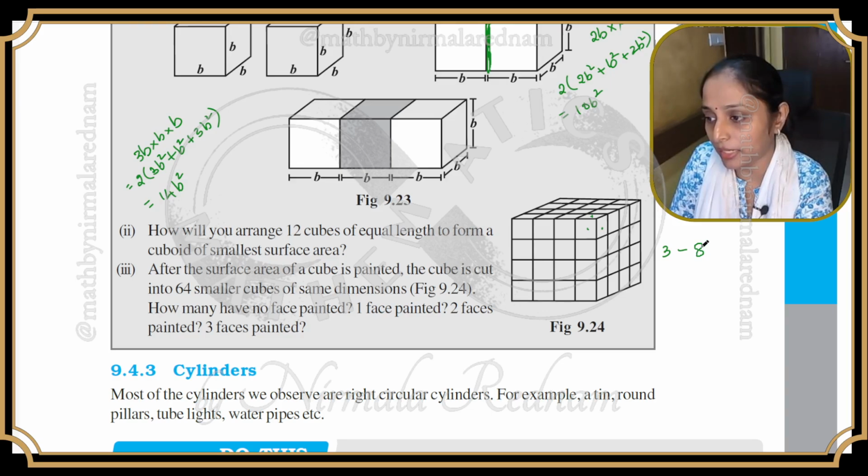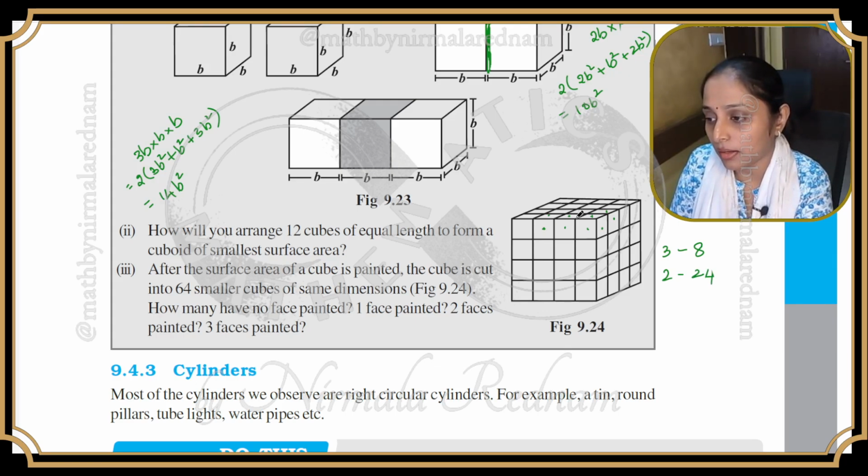So I have 8 such cubes, right? Now come to two faces. You can see that these along the edges have two faces painted, right? Now along each edge I have two such cubes, right? And how many edges do we have? We have 12 edges. So 12 into 2 is 24.